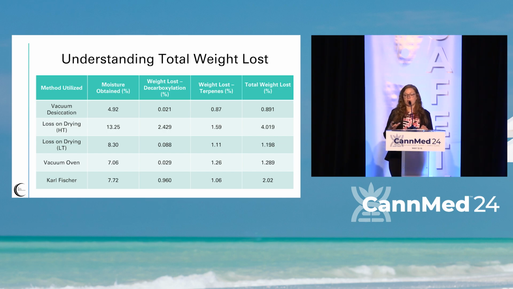So interestingly, the Karl Fischer did yield the second most amount of loss, yet its results still line up really well with that loss on drying at low temperature and the vacuum oven, which further indicates that the Karl Fischer is not factoring in anything but those water molecules.